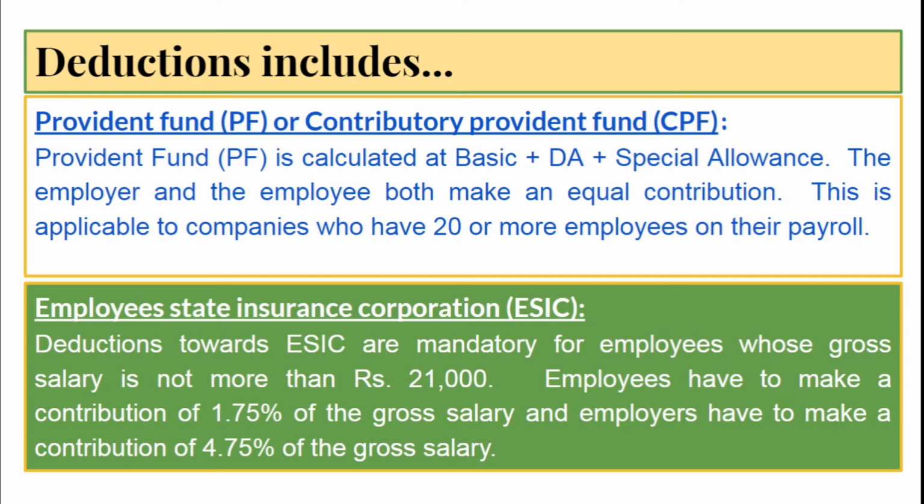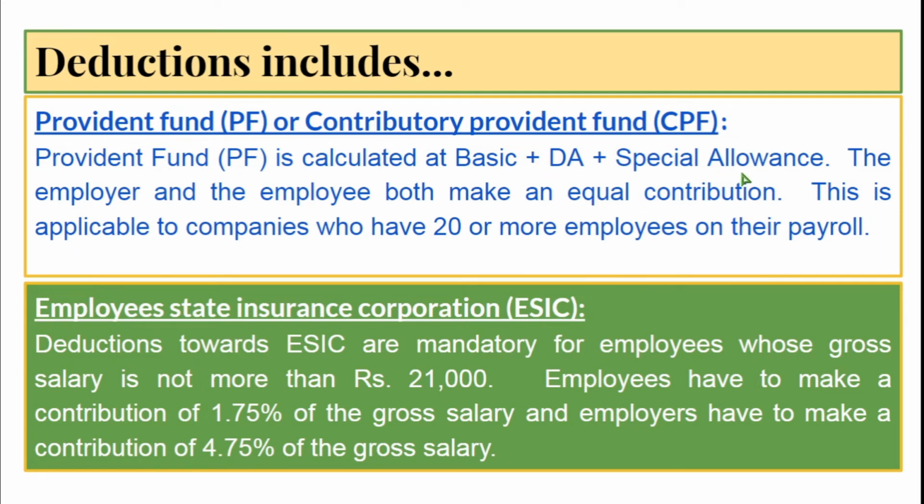At present, Provident Fund or PF, also called Employee Provident Fund, that is EPF, is calculated at 12% of basic plus DA plus special allowance. So what we'll do is we'll take the basic of the individual, add DA to it, add special allowances if any, and calculate 12% of that, which will be contributed under the EPF or the PF account of the employee.